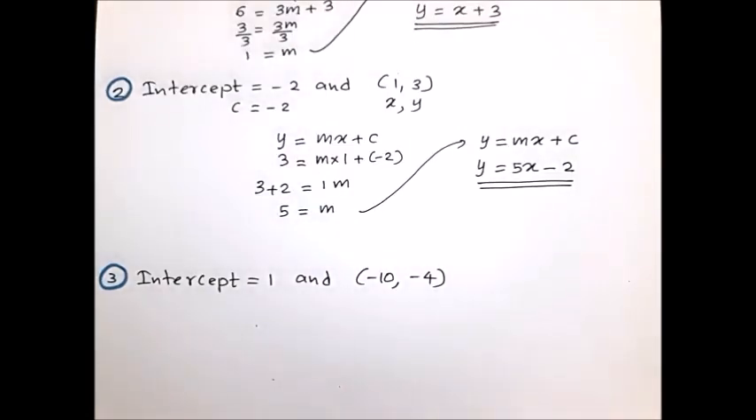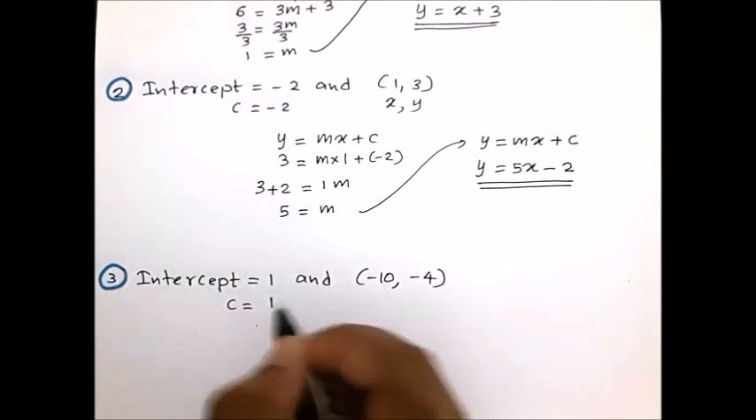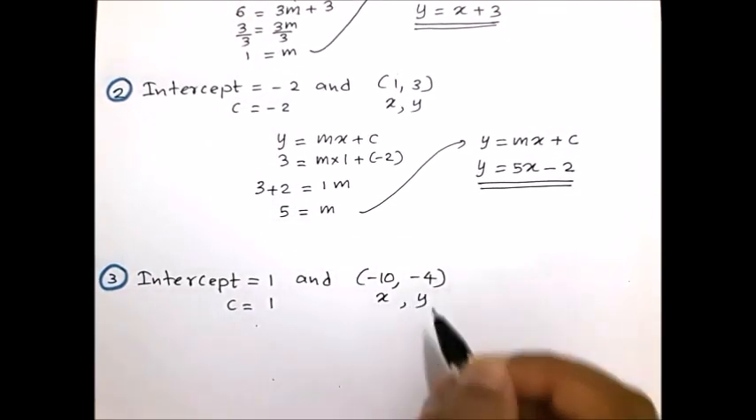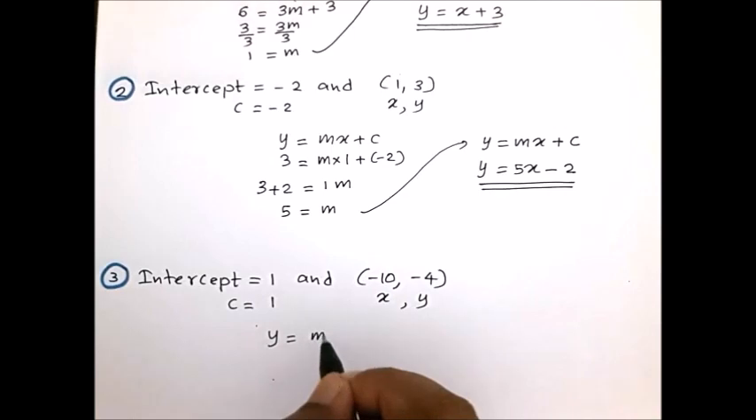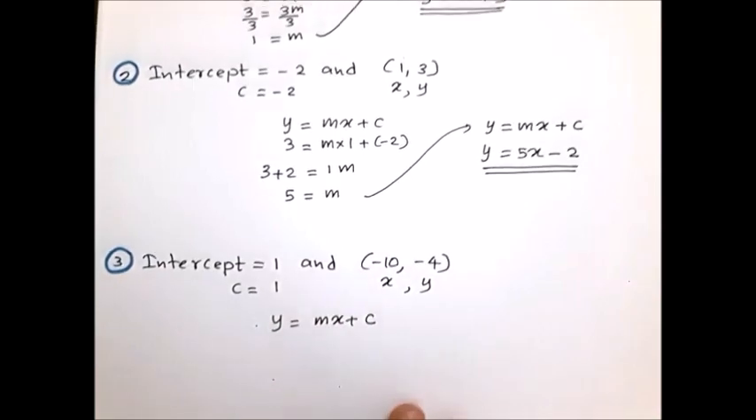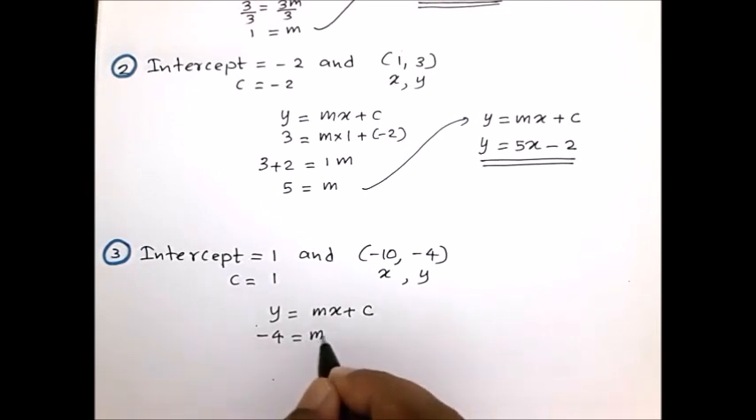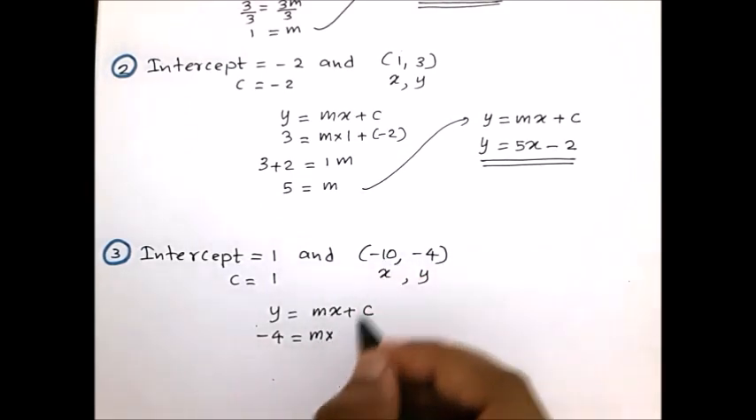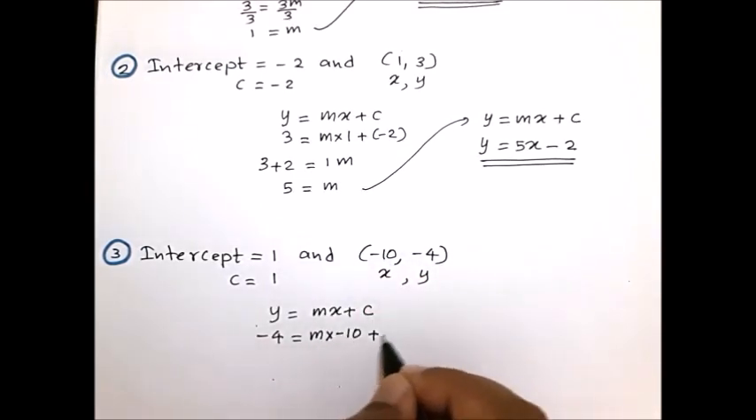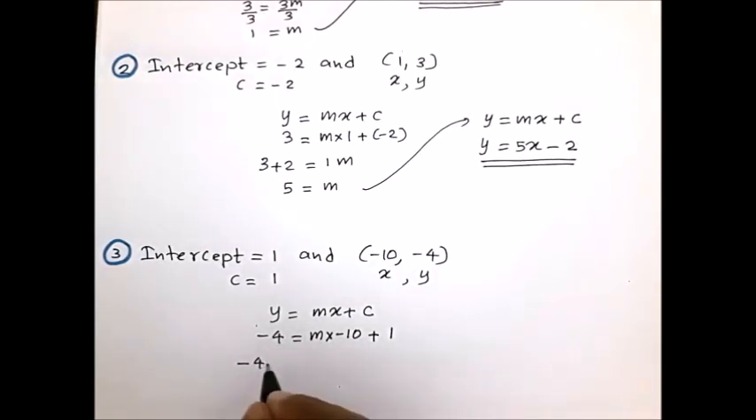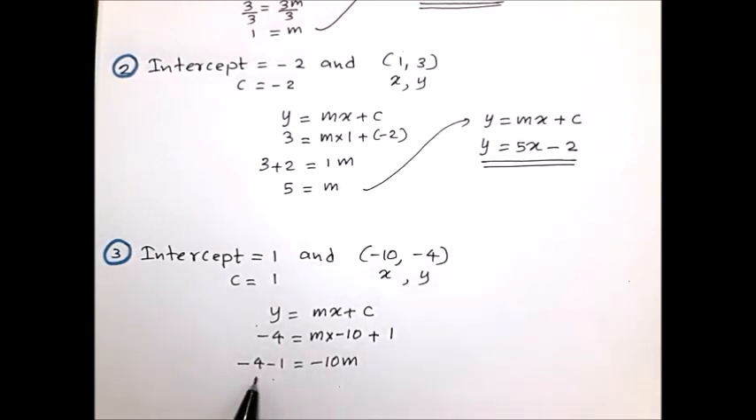Now look at the third one. Intercept is 1, with an x coordinate and y coordinate. y equals mx plus c. y is -4. m multiplied by x, x is -10. c is +1. First take +1 to the left side. It becomes -1. Here -10m. -4 -1, add and put that side.